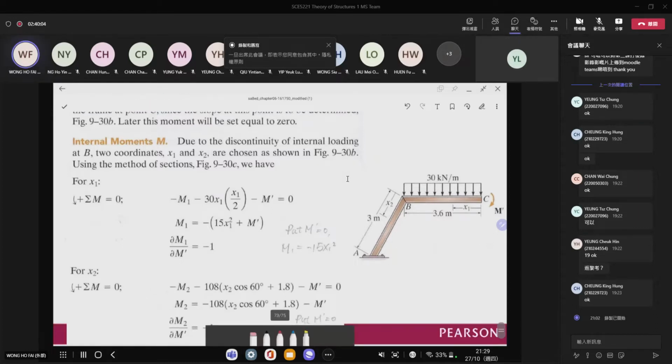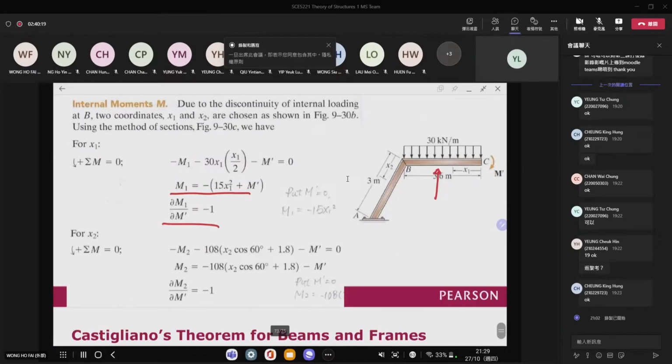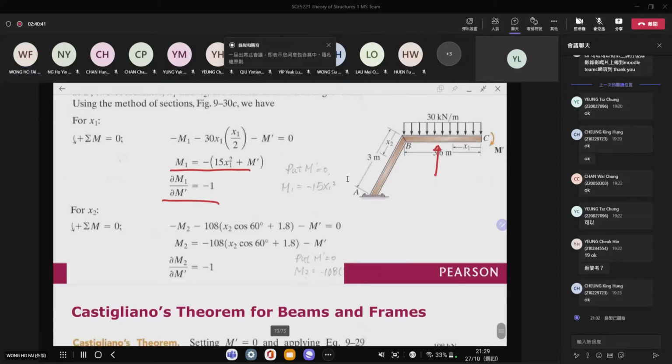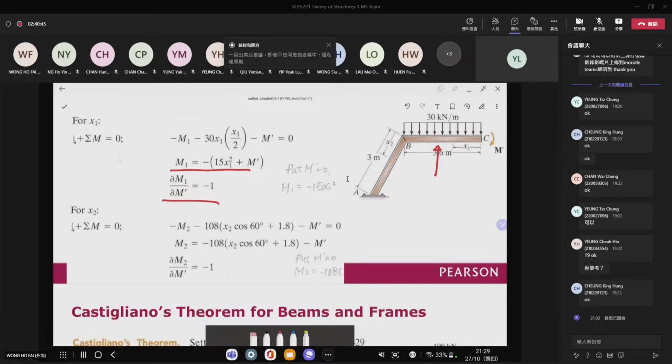Then you can see that M1 is the equation for the horizontal member. And then you have dM1/dM dash is equal to -1. In the same way, you can find it for the inclined member. M2 is equal to -108 times x2 cosine 60 degrees plus 1.8 minus M dash. This one you can get by cutting the free body diagram. You can cut right here and then you can find the expression. And then you can see that dM2/dM dash is equal to -1.